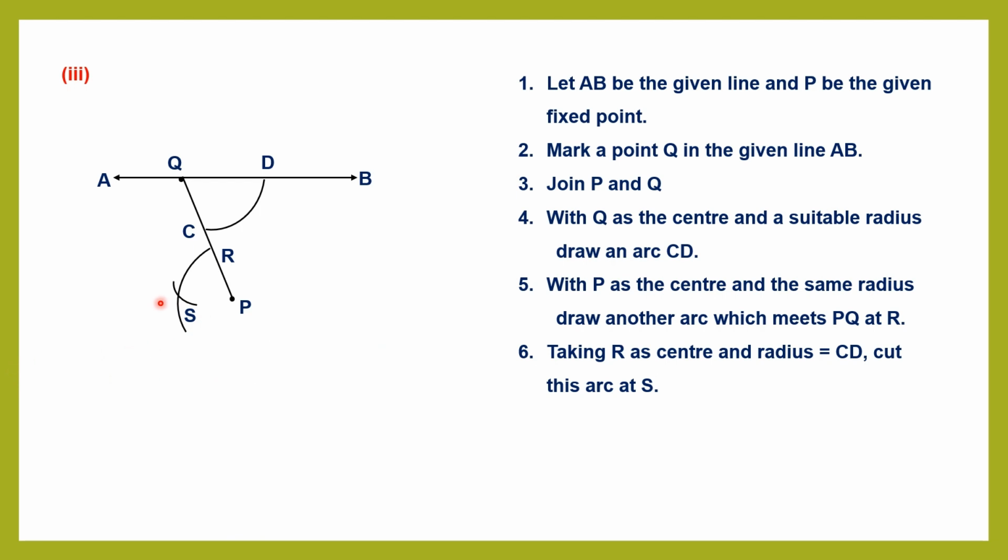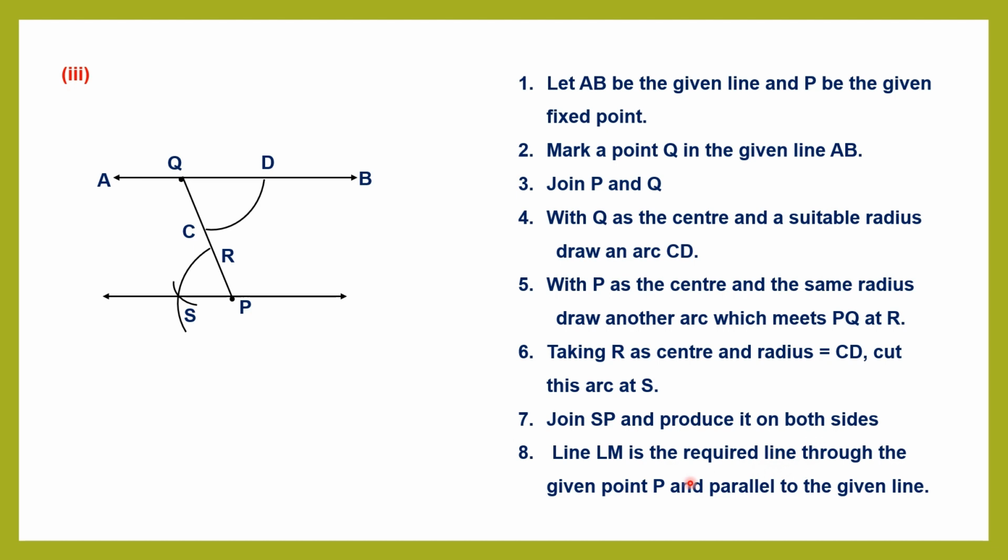So here we have one point S and the point P. Now join these two points. So join SP and produce it on both sides. Can you see what we have got? Line LM. So this is L and this is M. This line is the required line. So what does the question say? Draw a line passing through the point P. At the same time, it should be parallel to AB. So follow all these steps to get parallel lines like this.